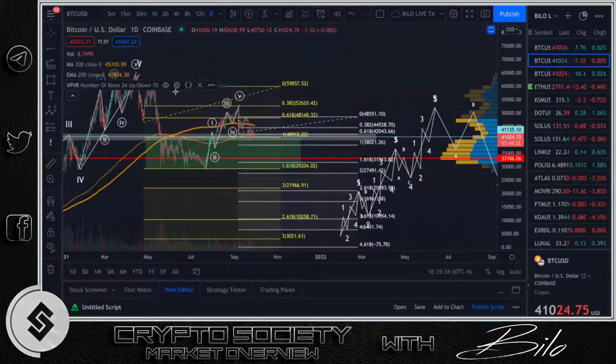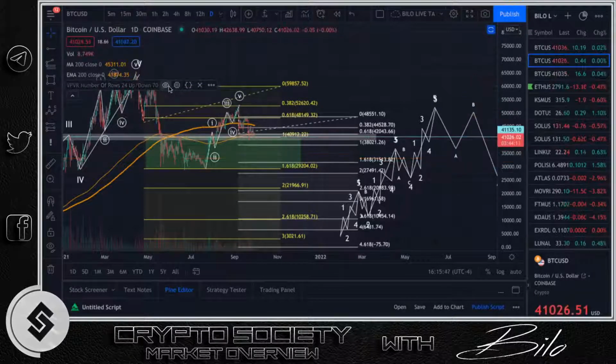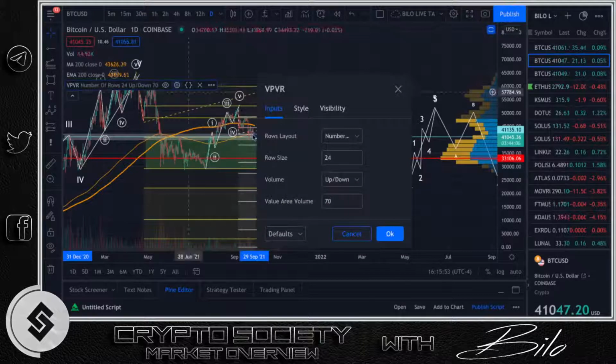VPVR, very simply put, guys, when you look at volume at the bottom, it just shows you for that candle how much volume there was. When you're looking at VPVR, as you can see, there's volume bars on the right. These volume bars, they don't tell you what happened for that particular candle. They tell you how much volume there was for that price range.